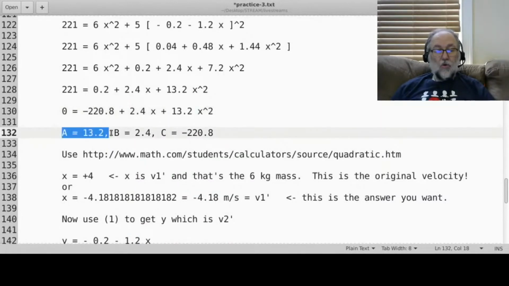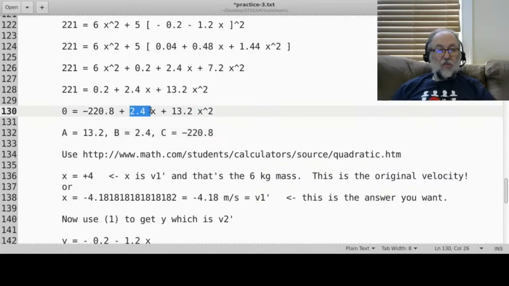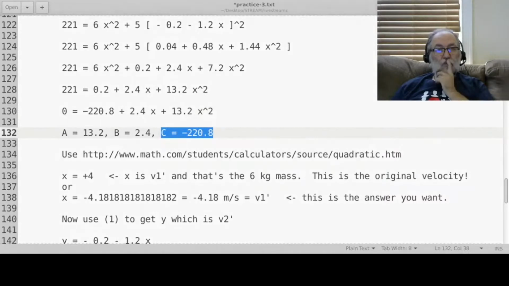There it is there. The b coefficient is the coefficient in front of x. And the c coefficient is the constant term there. Okay, so we've got those three. At this point, you can use the quadratic formula that you know, minus b plus or minus the square root of b squared minus 4ac, divided by 2a.